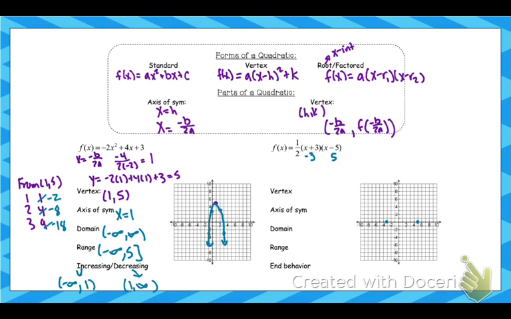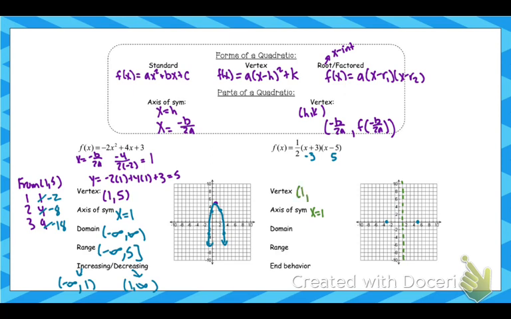Okay, so now I have my two x-intercepts marked. Well then, let's find our axis of symmetry and the x-coordinate of our vertex. That's going to be halfway in between these 2 points. So halfway in between those points is 1. So the axis of symmetry is x equals 1. That means the x-coordinate of the vertex is 1.